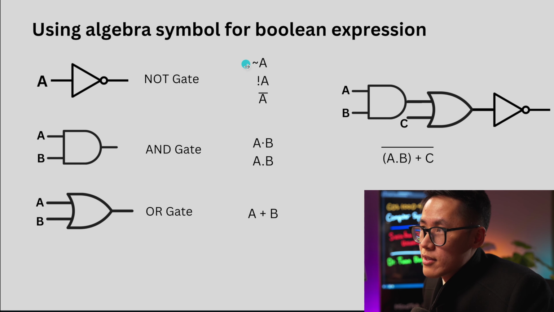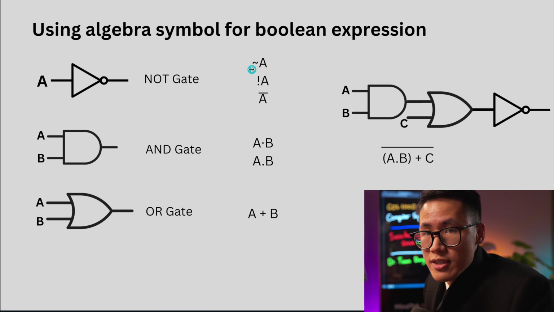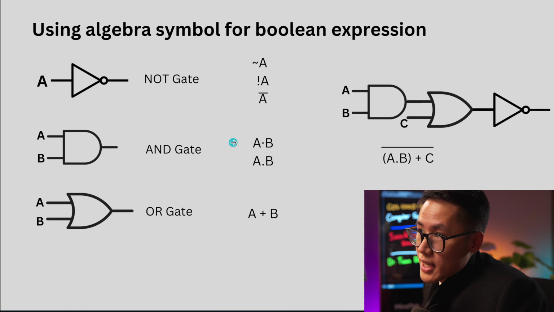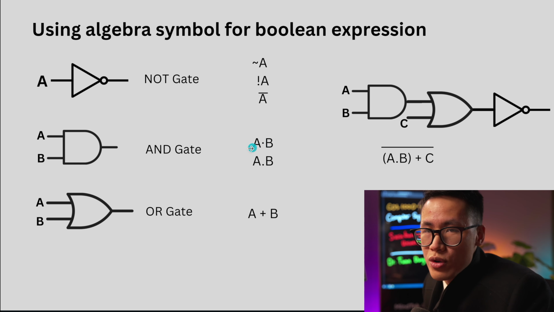One way is use the tilde. This curve symbol is called the tilde. This is exclamation marks, very common in programming languages. And you can write A with a dash on top of it. All of these represent the same thing, which is not A. To represent an AND gate, you can write A and then dot B, or someone can write A and then times B. The dot can be in the middle or underneath. If you want to represent an OR gate, then you use a plus. So A plus B would be A or B.